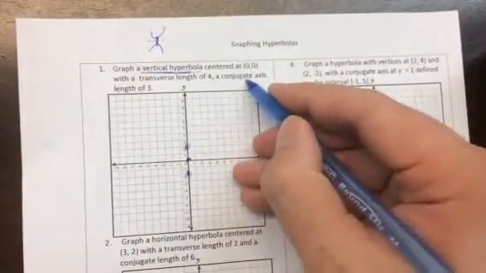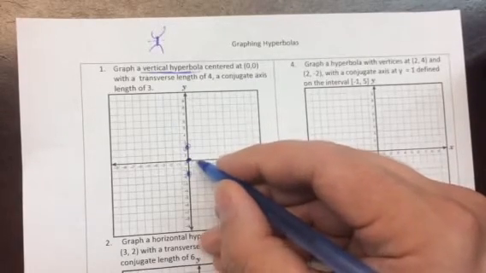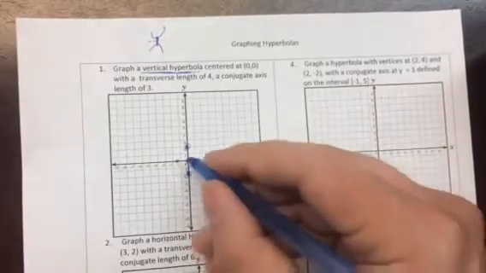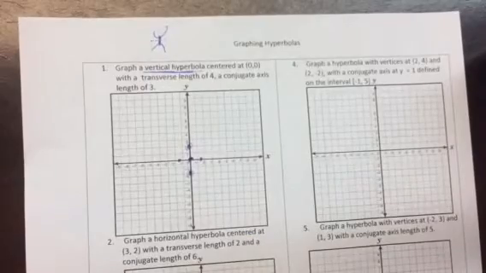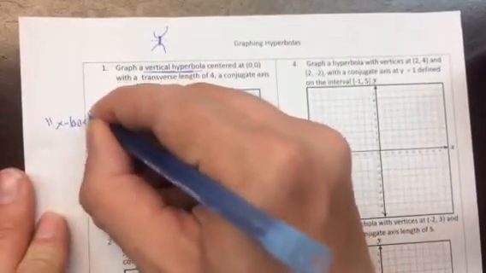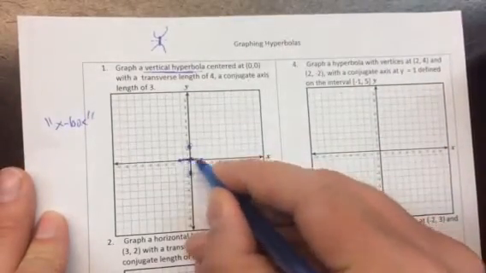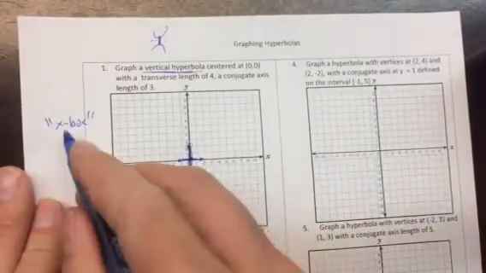The conjugate axis length is 3. So remember, both of them are centered at 0, 0. It must be 1.5 over and 1.5 over in the other direction. This is the conjugate axis length. And now we're going to create something we're going to call an X box. And we're going to use it to graph the asymptotes. What we're going to do, this is not part of the hyperbola. This is what we're going to use to make the X box.